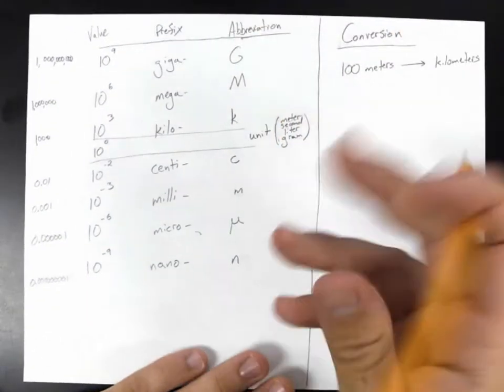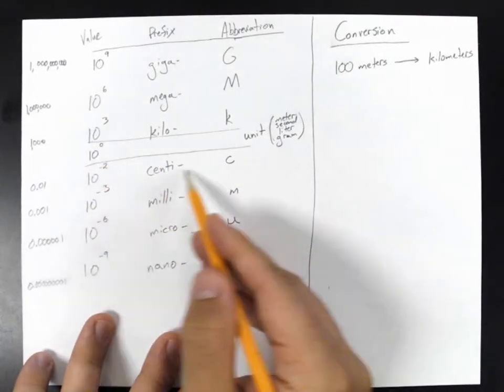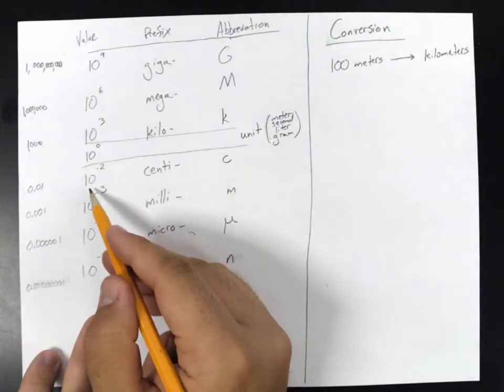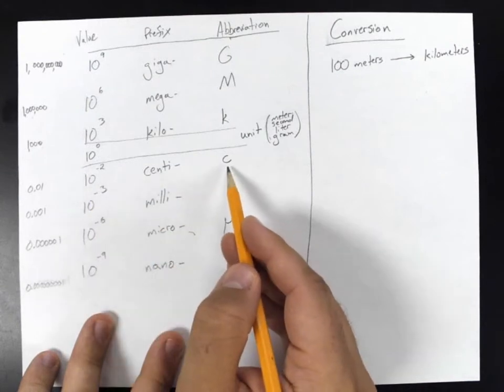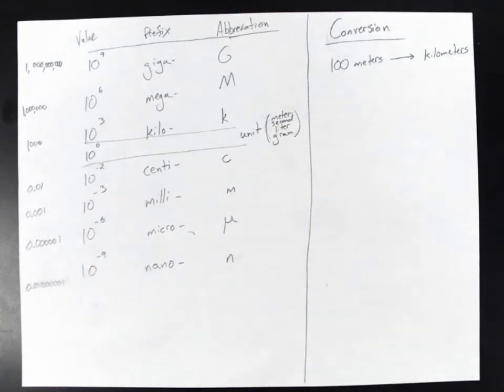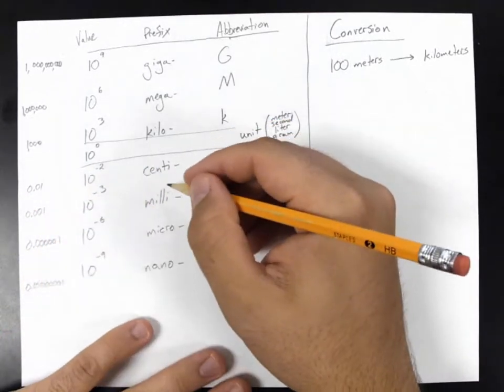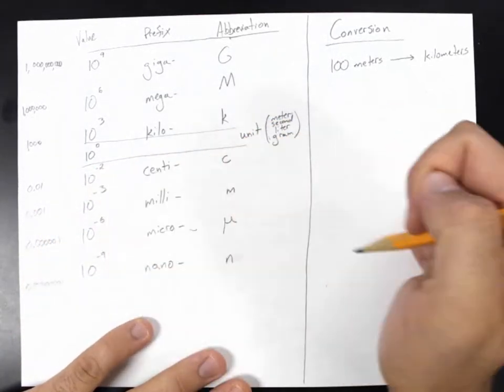Now, we're going to start getting smaller. There are some in between that we're not going to talk about. These are the ones we care about, okay? There is centi below a meter, and as you know, a centimeter is just a little bit smaller than a meter. It's 100th of a meter, so 0.01 of a meter. So 1 centimeter is 10 to the negative 2 meters.